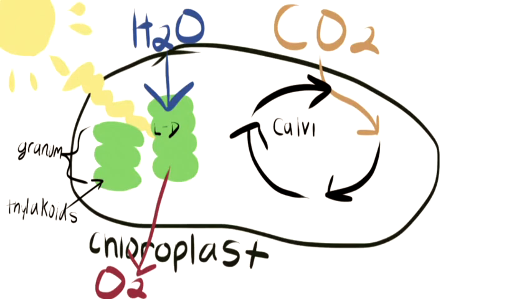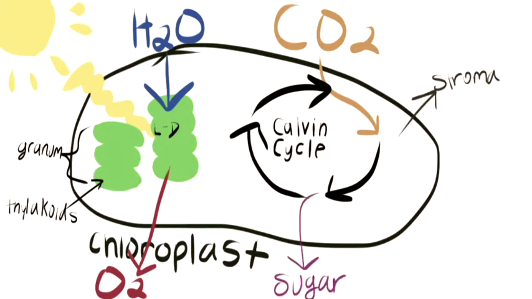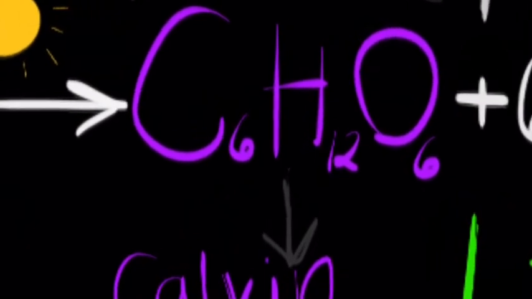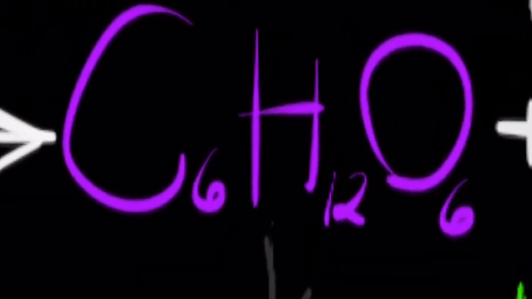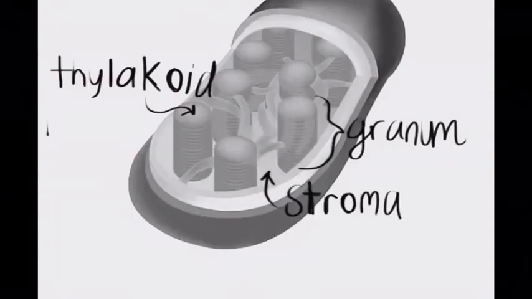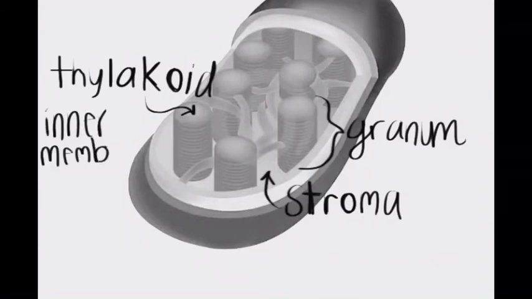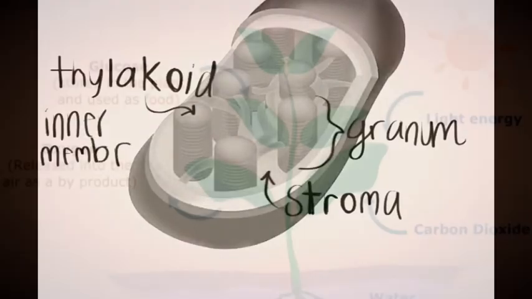With the help of energy stored in ATP and NADPH, CO2 from the air is used to make sugars such as glucose in the Calvin cycle. The Calvin cycle occurs in the stroma of the chloroplast, which is the liquid outside of the thylakoids.